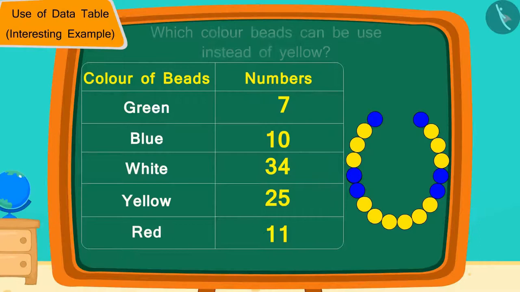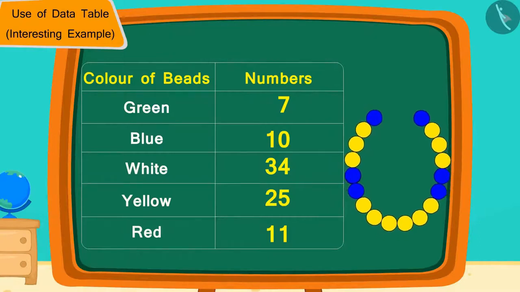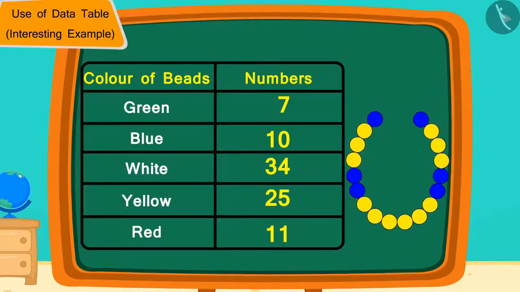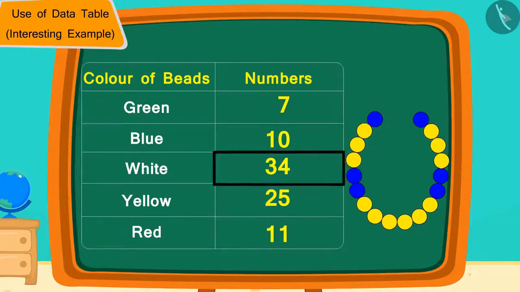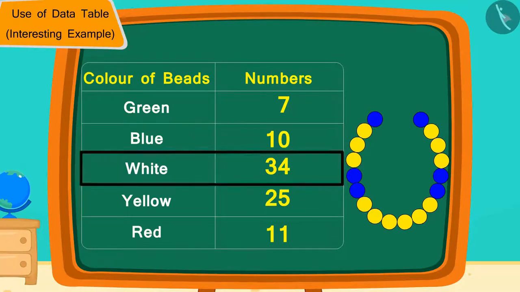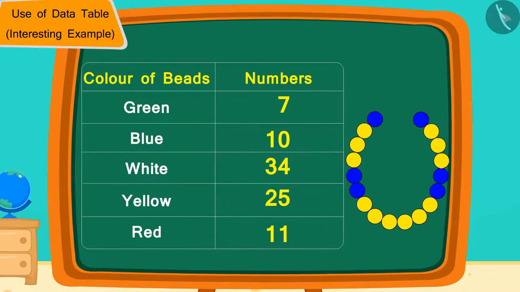That's correct. According to the design made by Golu, Chanda needs 12 yellow beads. We can see in the table that only 34 is more than 12, which is the number of white colored beads. Therefore, to make the necklace, Chanda can also use white colored beads instead of yellow colored beads.